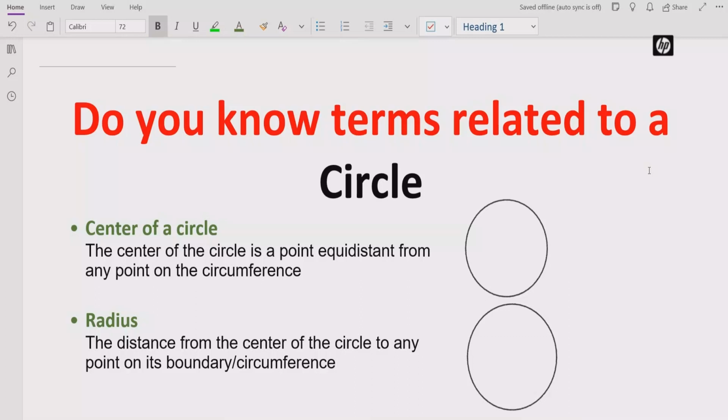Today we will learn about the terms related to a circle. Sometimes we see terms like radius, diameter, or some other terms related to a circle, but we do not know the meaning of those terms. So now we will learn about a list of terms related to a circle.